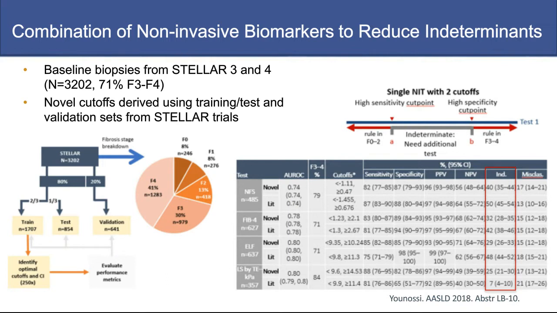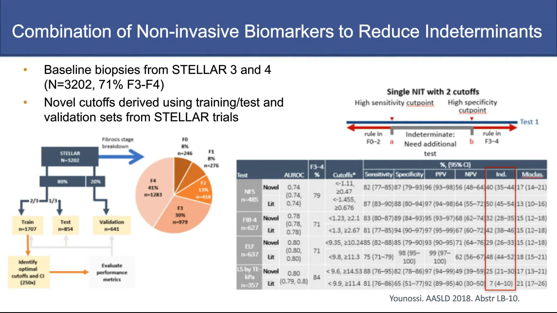And when you look at these tests, NAFLD fibrosis score, FIB4, ALF, and transient elastography by themselves, the intermediate cases, or cases where you cannot tell if the patient has significant fibrosis or advanced fibrosis or has early fibrosis, it's quite a bit. It could be up to 40 to 50%.